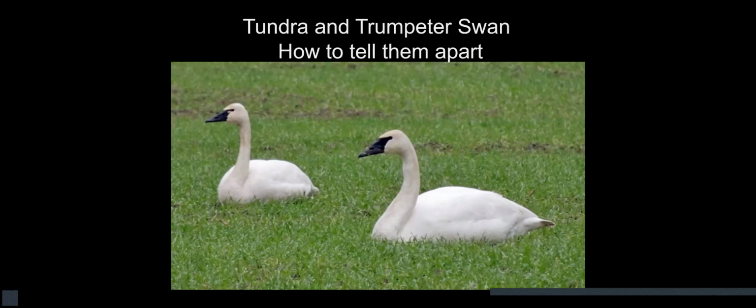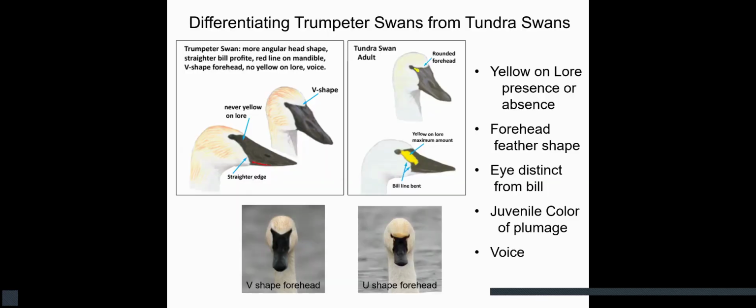So trumpeter and tundra swans, how to tell them apart. See a tundra swan on the left, trumpeter swan on the right. Differentiating trumpeter swans from tundra swans is somewhat easy, but maybe simple would be a better word. The trumpeter on the upper left has a V-shaped feather pattern at the top of its bill. It never has yellow on the lower, or extremely rare.